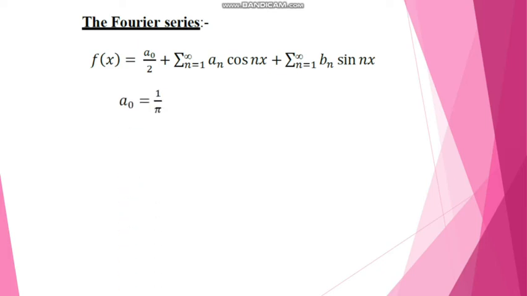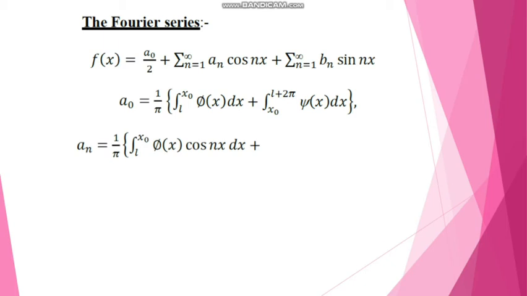Now a naught can be estimated as 1 upon pi integral L to x naught phi of x dx, where the integrand phi of x is defined over the interval L to x naught. The second definite integral will be integral x naught to L plus 2 pi psi of x dx, where psi of x is the second function that is defined over the interval x naught to L plus 2 pi.